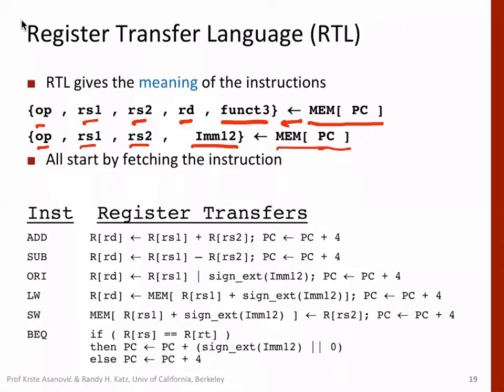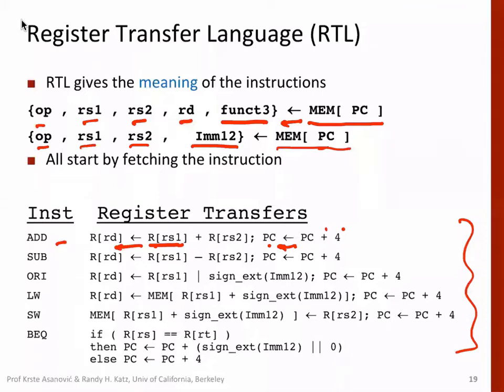For example, the add instruction we can define as follows. Basically, the contents of register RS2 are added to register RS1, and the result of this addition is moved into register RD. Similarly, PC is incremented by 4, and that becomes the new value of PC. Similarly, we can define all these operations, right? It's very simple, and once you read this, it becomes very clear.